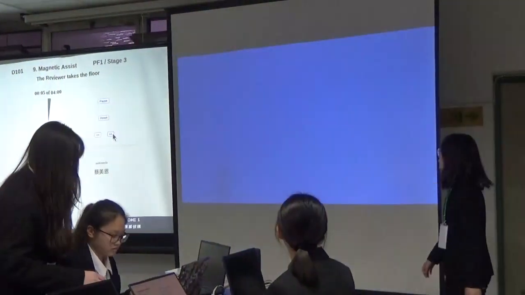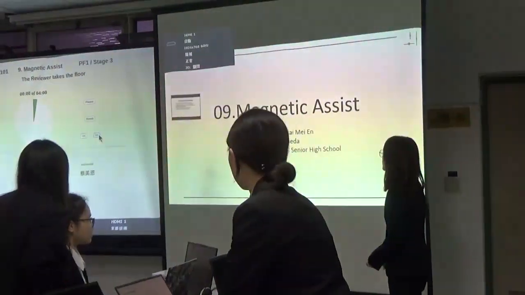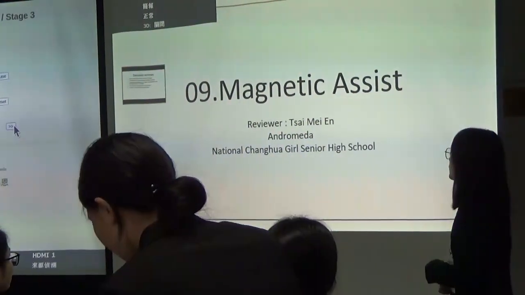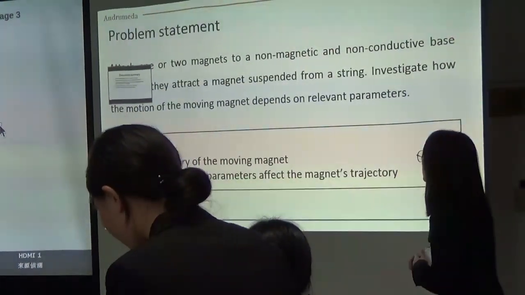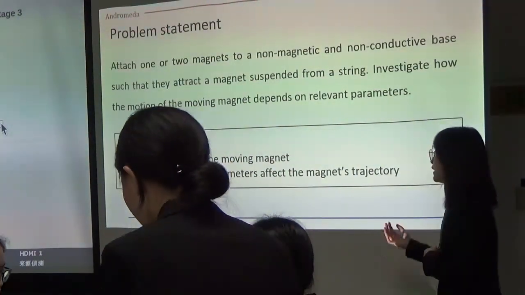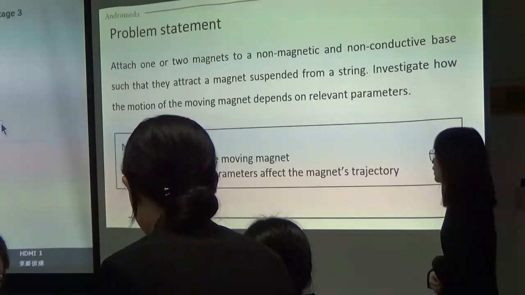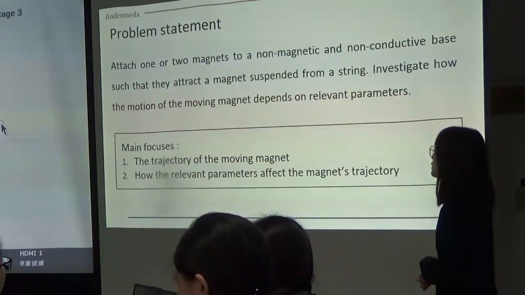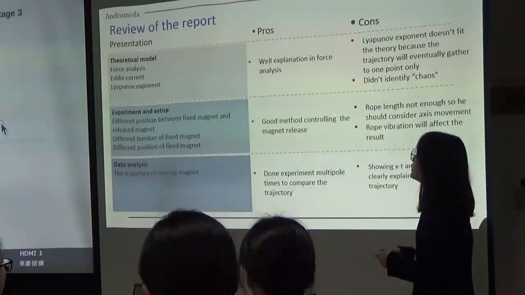Okay, hi everyone. I'm the reviewer from T101 and we'll review the problem analysis. Above this problem statement, we mainly focus on the trajectory of the moving magnets and how the relevant parameters affect the magnet's trajectory. And this is a review of the report.